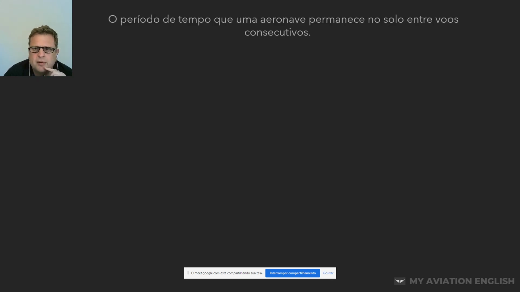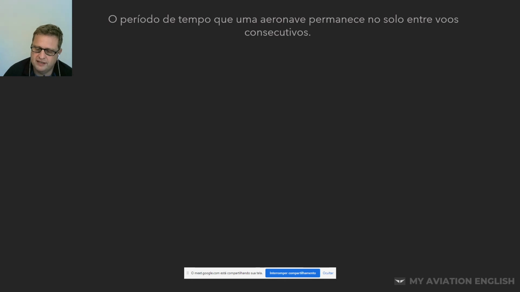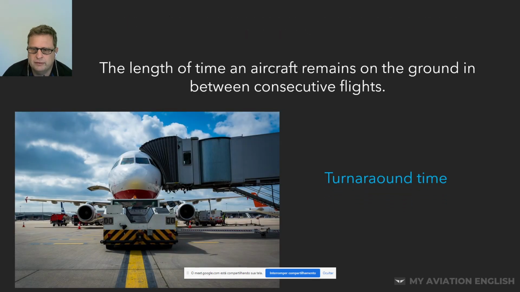Período de um tempo que a aeronave permanece no solo entre voos consecutivos. Isso é um termo de aeroporto. Você sabe como é que chama isso? Could you say it in English? The período de tempo, the period. Can you translate, please? Transit. The turnaround time, okay? Turnaround time. The length of time an aircraft remains on the ground in between consecutive flights.